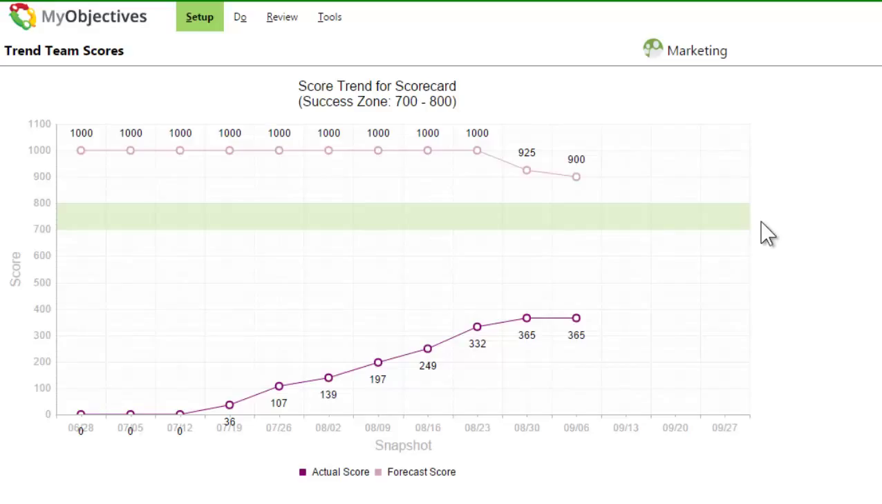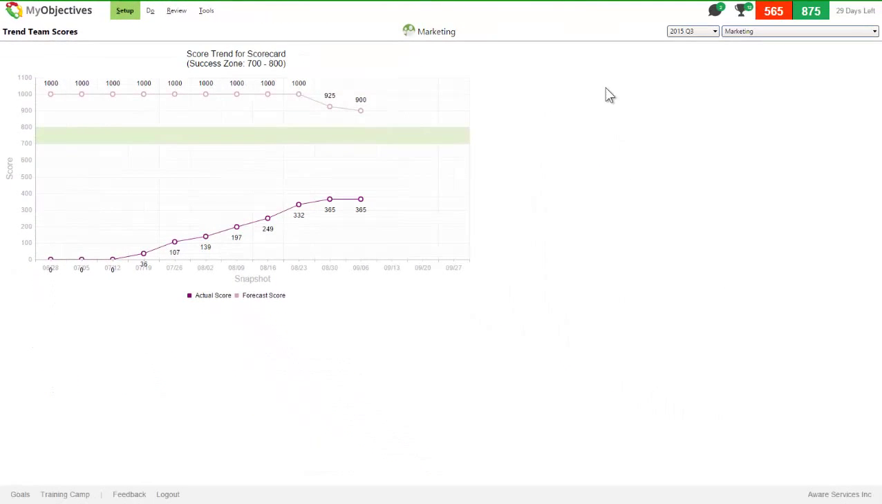If you're anywhere, in this case, between 700 and 800 points, that's within expectations. So we do expect this erosion to occur, and teams shouldn't feel bad about it. So that's a quick look at how the team sees themselves. Let's go one level up.